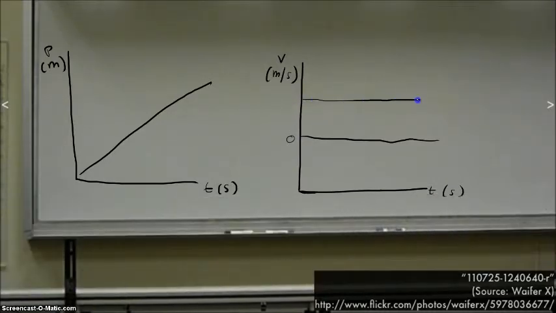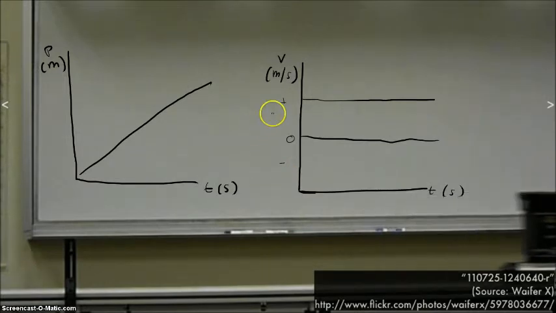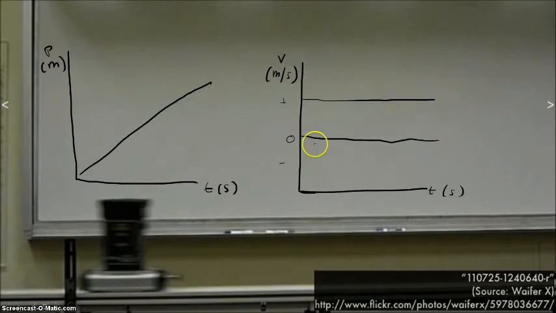A positive line, a horizontal line in the positive part of the graph. This would be the positive part of the graph, and this would be the negative part of the graph, above and below zero. So that's it. That's a velocity time graph.